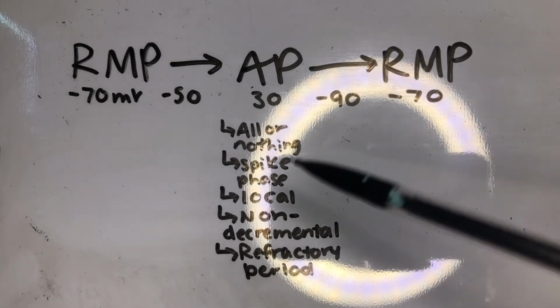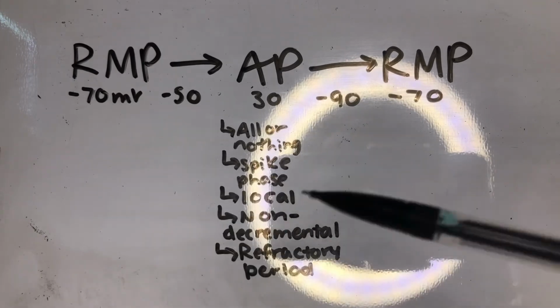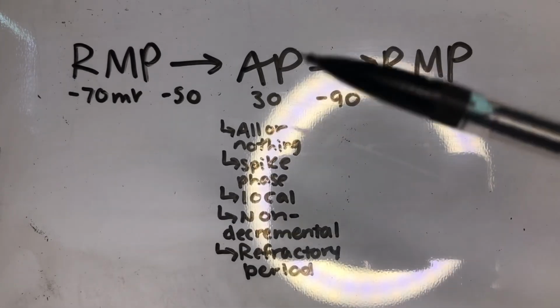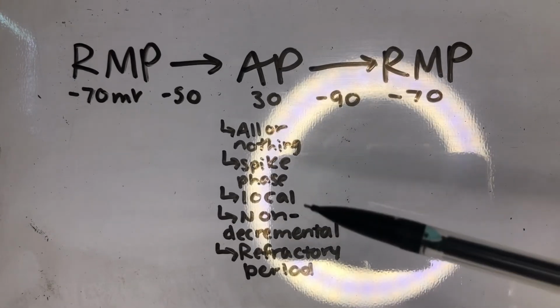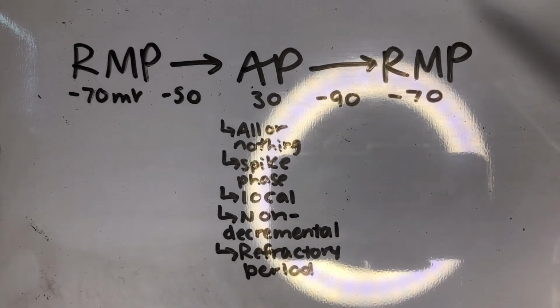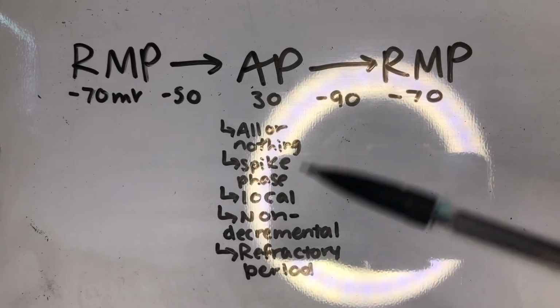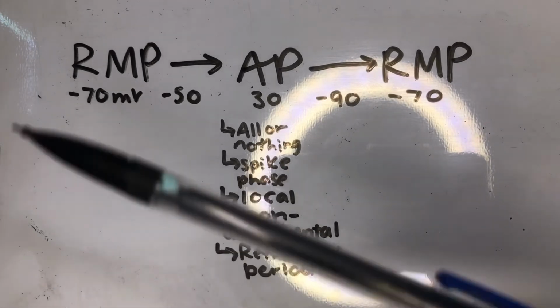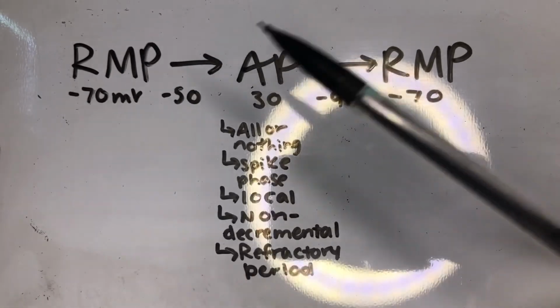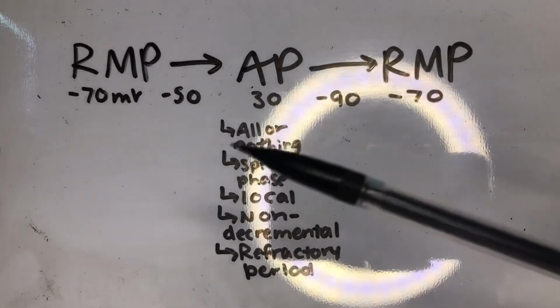The third component is that it's going to be a local event. It's going to start at the hillock. It's not going to start anywhere else. Fourth component is that action potentials are propagated, which means it's sent along the axon non-decrementally. So it's not going to lose energy. And that's pretty important to note as well, how the action potential is not going to begin and then not reach the end, because it's not going to lose any energy. So it's always going to go all the way down.